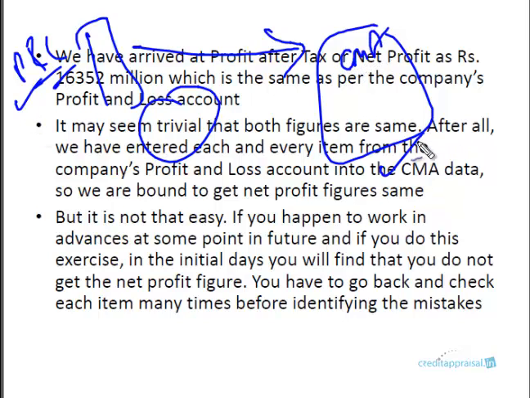But sometimes when you actually do advanced proposals, you will be stuck. In many cases you will be stuck. You will not be getting the final profit figure. Some item you have missed, so you need to do this carefully.